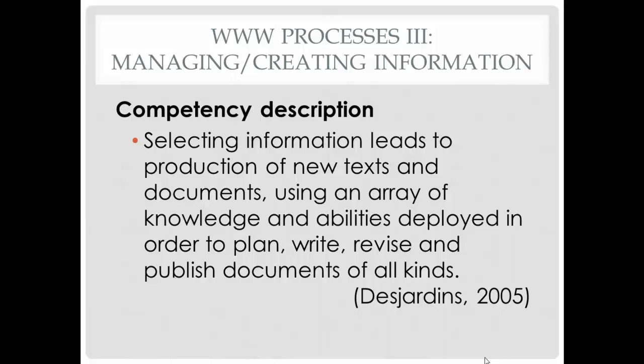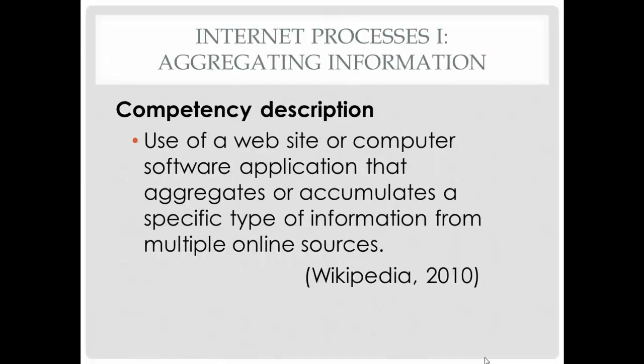World Wide Web processes 3, managing/creating information. A competency description can be viewed as selecting information that leads to the production of new texts and documents using an array of knowledge and abilities deployed in order to plan, write, revise, and publish documents of all kinds. Again, taken from Desjardins 2005. Internet processes 1, aggregating information. A competency description can be viewed as the use of a website or computer software application that aggregates or accumulates a specific type of information from multiple online sources. That's taken from Wikipedia 2010.